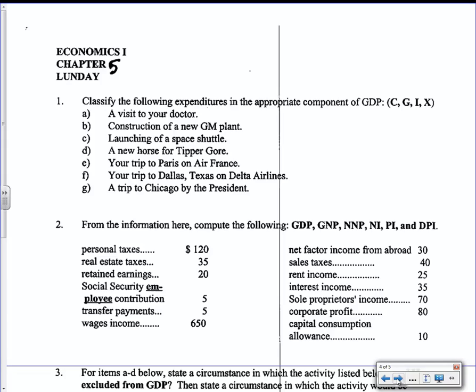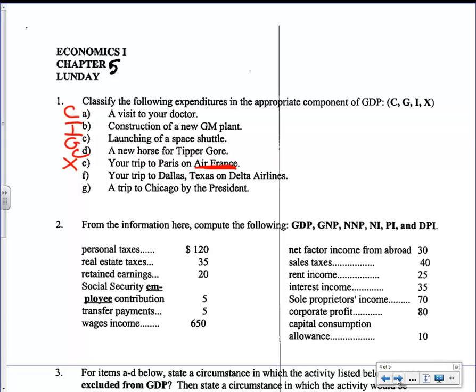And the next page says, classify these as consumption, government, investment, or net exports. So if we go to the doctor, we're going to use our own money, so that's consumption. GM plant is a business, so that's investment. Space shuttle, government. Tipper Gore was the wife of Al Gore. They were previously in the White House as vice president, but they are no longer, so we're talking about consumption. A trip to Paris on Air France. Air France is a foreign corporation, so we're talking about net exports.